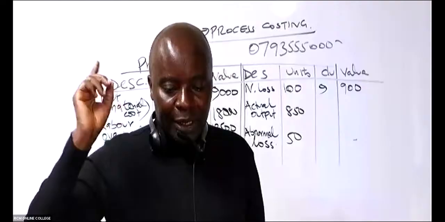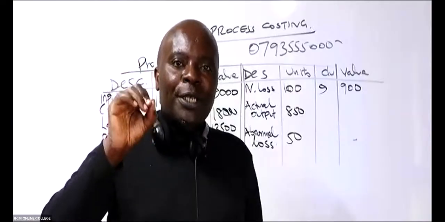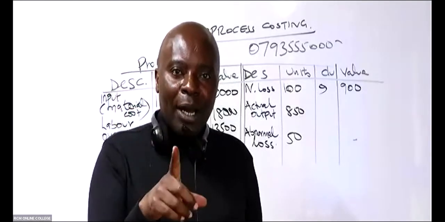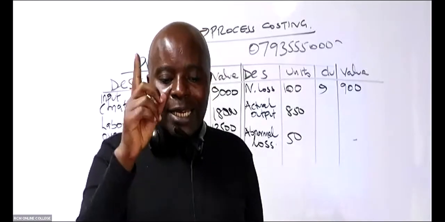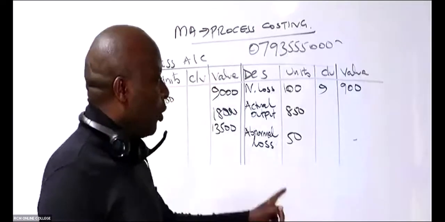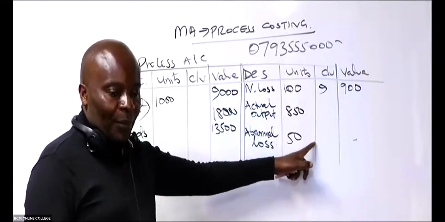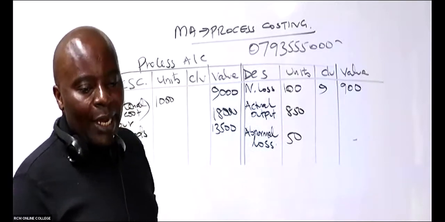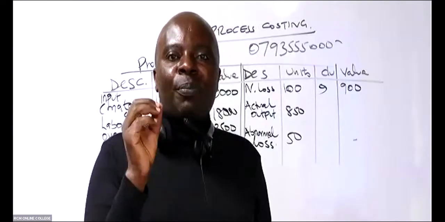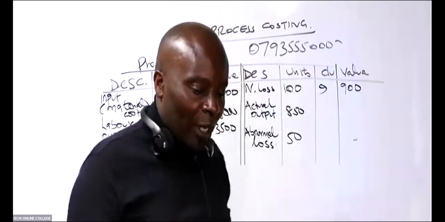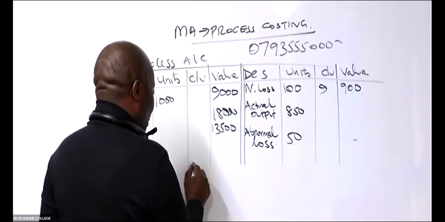I'm able to remember something. Abnormal loss, just like abnormal gain, shall always be valued at the same amount we value our good units. They carry the same cost as the actual output. The cost you'll have here is the same cost you'll have here. So it means that for abnormal loss and the actual output valuation, you must use a process cost per unit formula. Ladies and gentlemen, are you able to remember the formula for process cost per unit?